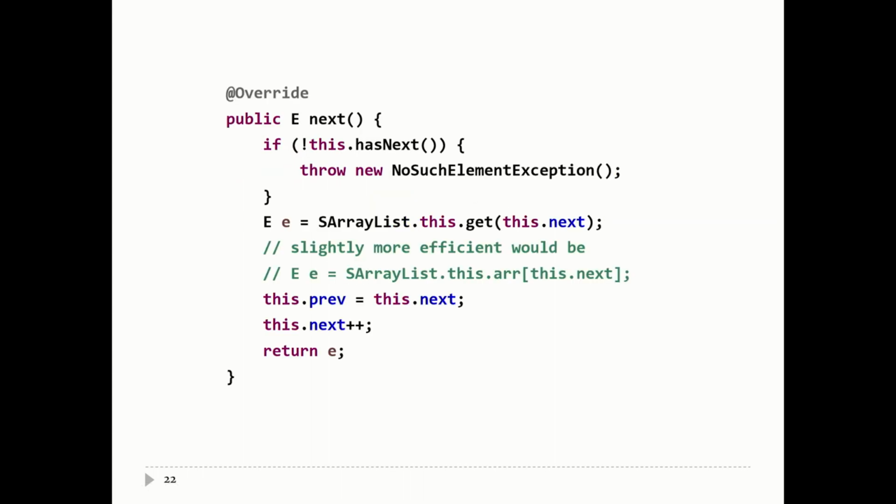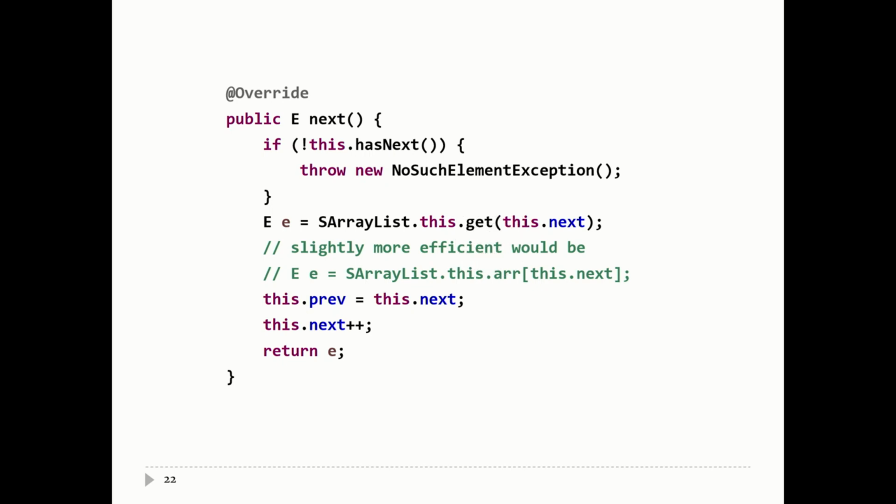Okay, so what about next? In the simplest case, next just returns the element at this.next. So that's easy, I just go in and ask the list what is this.next. I can use get in this case if I wanted to.